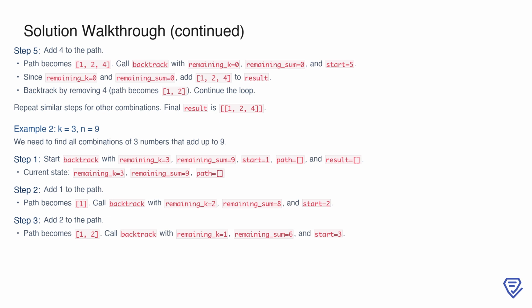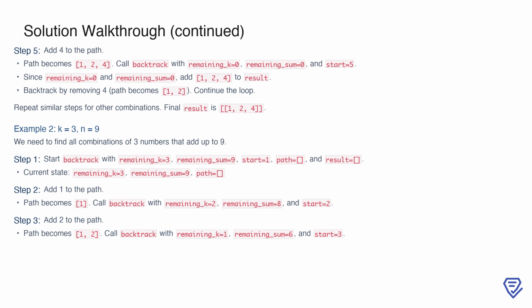Now, we call backtrack with remaining_k set to 0 and remaining_sum set to 0. This time, both conditions are satisfied, we have exactly three numbers, and their sum is 7. Therefore, we add [1, 2, 4] to the result. After adding this valid combination, we backtrack by removing 4, reverting the path to [1, 2], and continue exploring other possible combinations. Following a similar process, we try other numbers, but none form valid combinations. Thus, for the first example, the final result is [[1, 2, 4]].